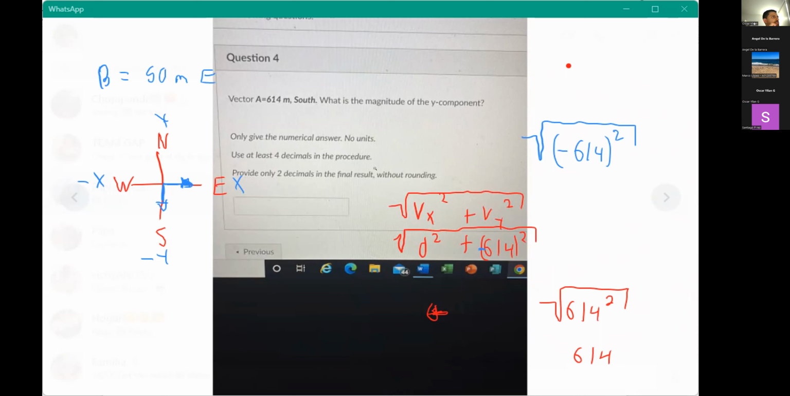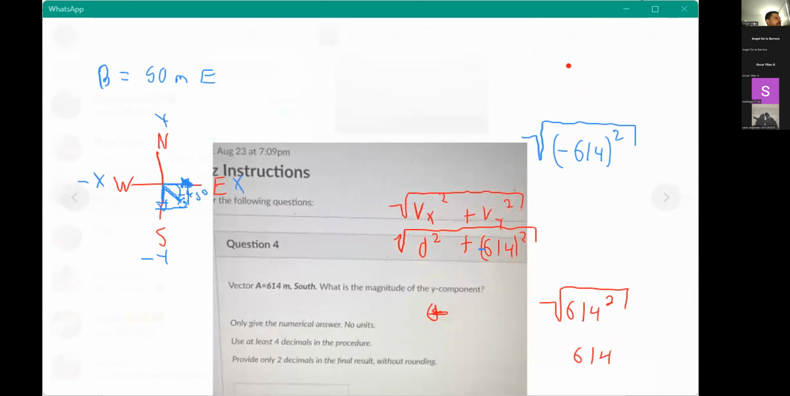I understand now. But it's different if it's asking me southeast. Yes, if it is southeast, it will have an angle. It will have a 45, right? Minus 45, yeah. And in that case, it will actually have x and y components. Yeah, we will have X and Y. Okay, now I understand. Well, thanks. Welcome.